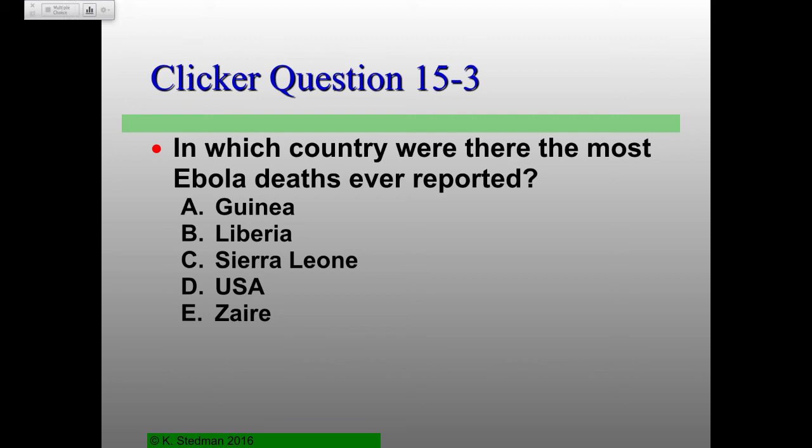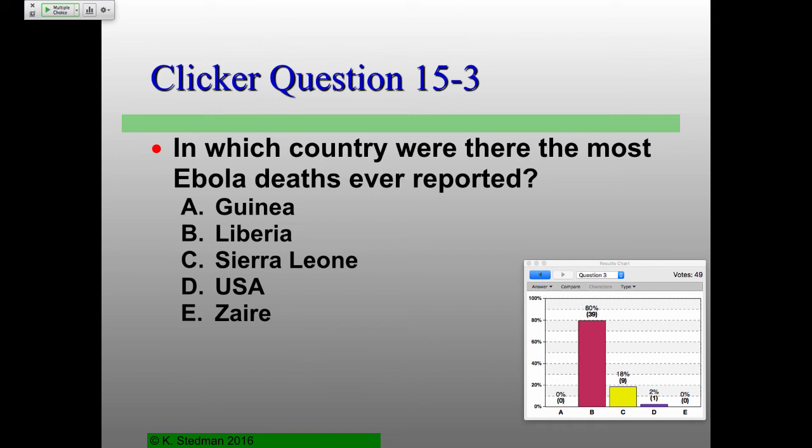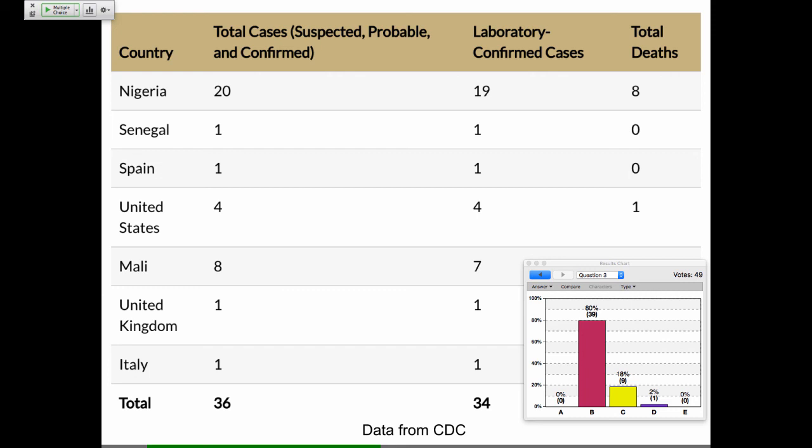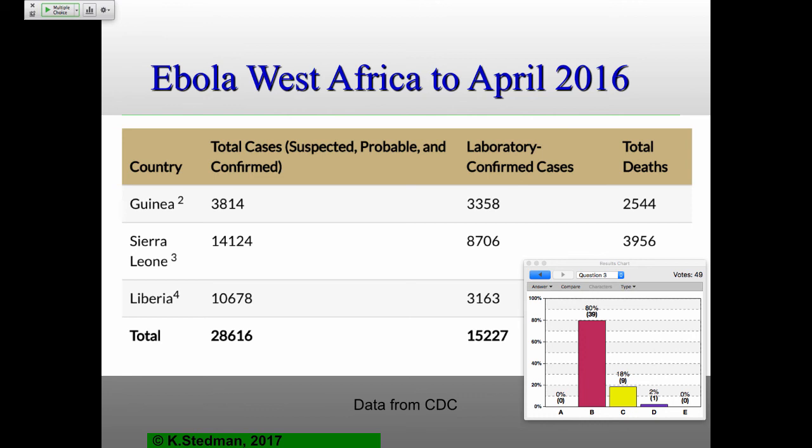Okay. Most people are thinking Liberia. Let's go back a couple of slides and see what we have here. Laboratory confirmed cases, total deaths. Liberia, 4810. So you have your notes.